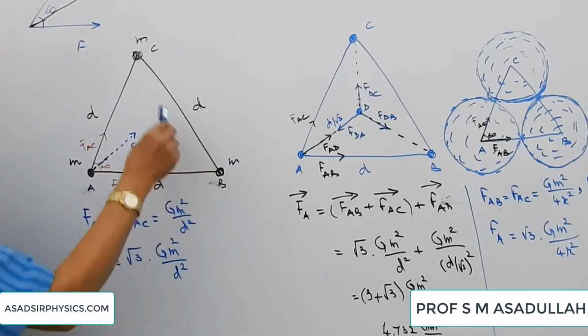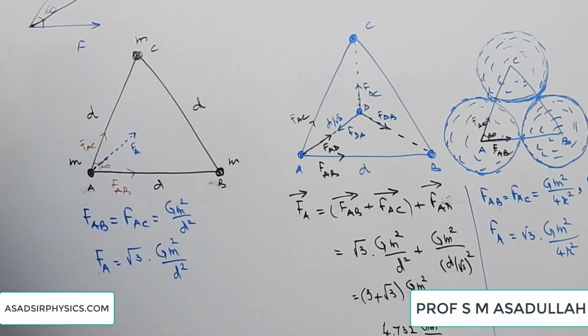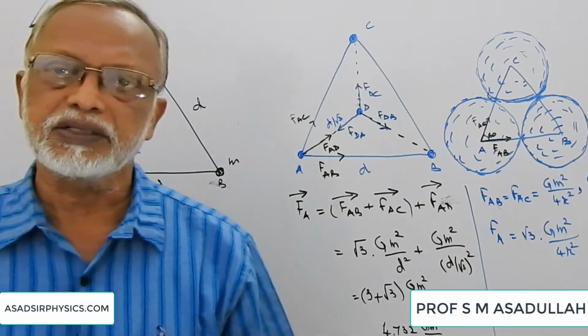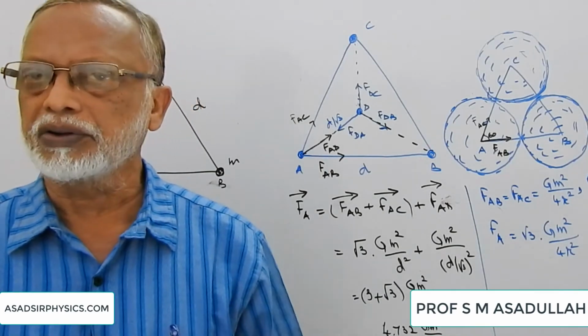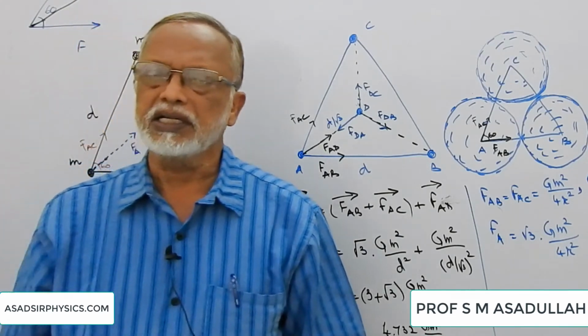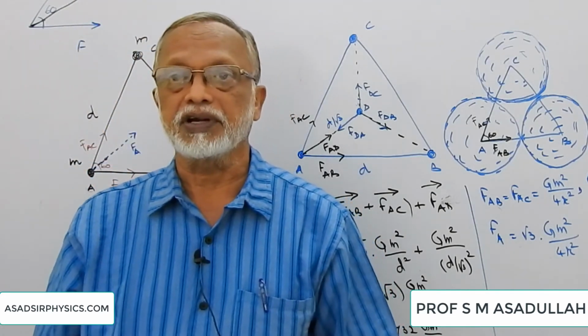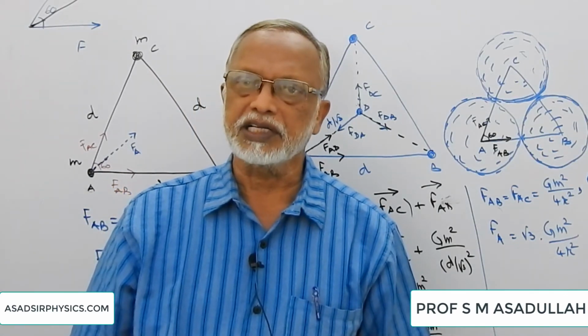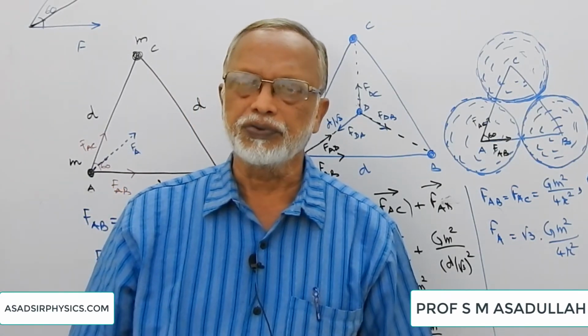All these bodies A, B, C have got equal masses. They lie at the vertices of the triangle. We want to find the force acting on any one of them. Since there are three bodies, each body will experience two forces. I have told you that if there are n bodies in a system, then each body will experience n minus 1 forces. So here we have three bodies, and each body will experience two forces.